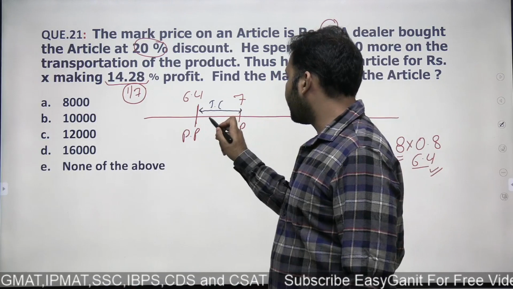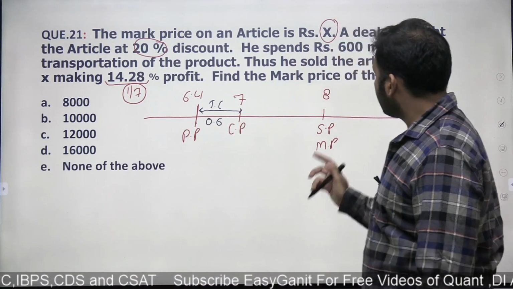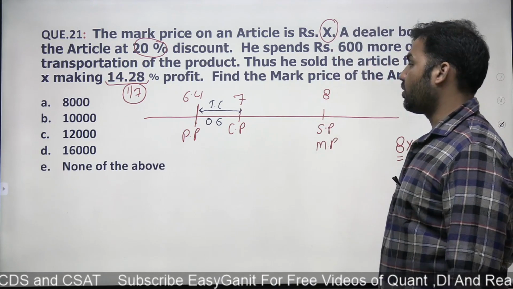So what is the gap here? My gap here is 0.6. So 0.6 will be my transportation cost. So the selling price, that means my mark price, will be 8 rupees.